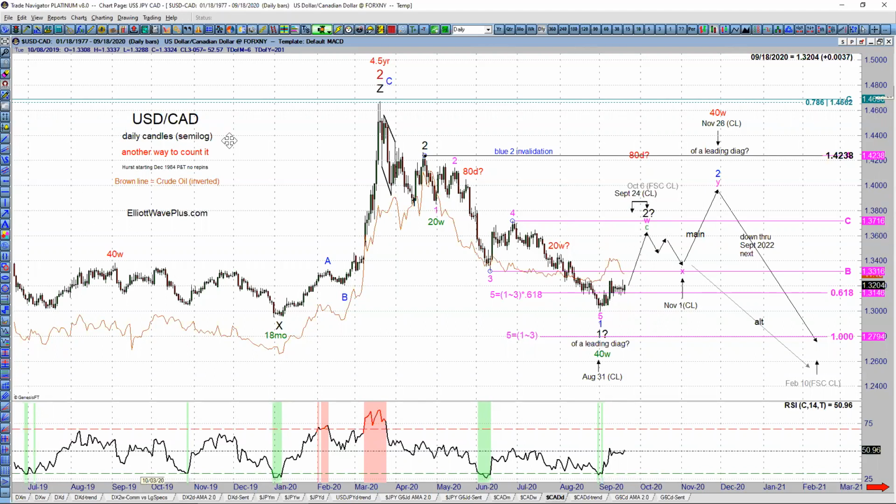Looking to the upside on USD CAD, and look at this. That has kind of a bullish look to it as far as the way it ended the week. This could even be a 1-2-1-2.